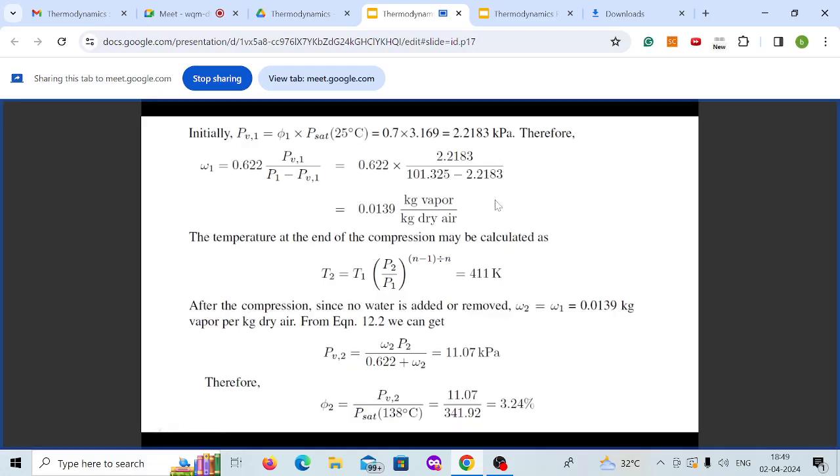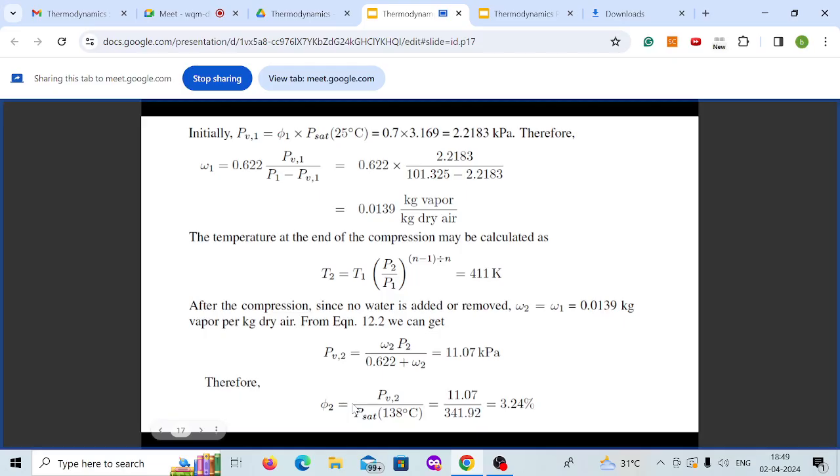I'll just revise it once. So we found out the initial properties, and then we found out this goes through a compression that is polytropic. So we found out what the end temperature is. Using that, we found out the corresponding properties.